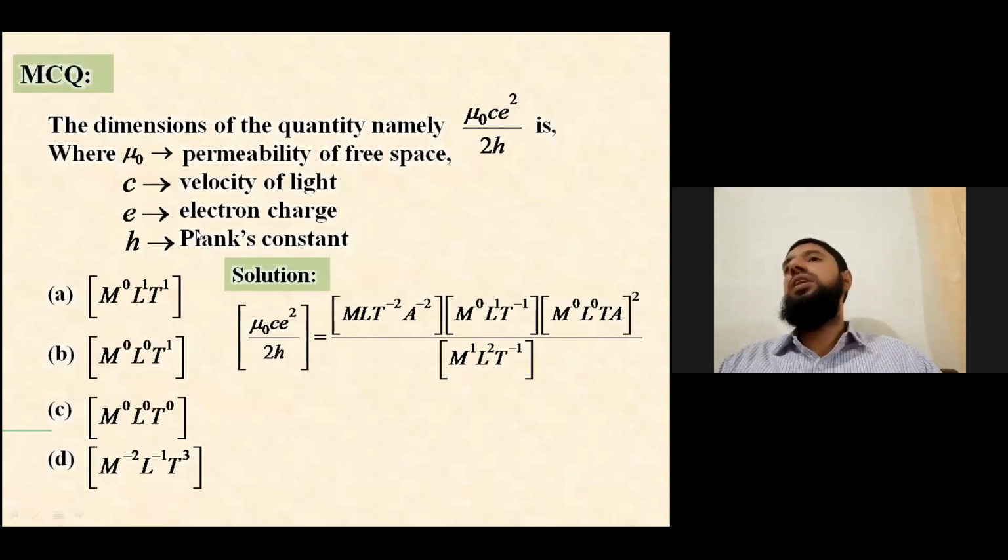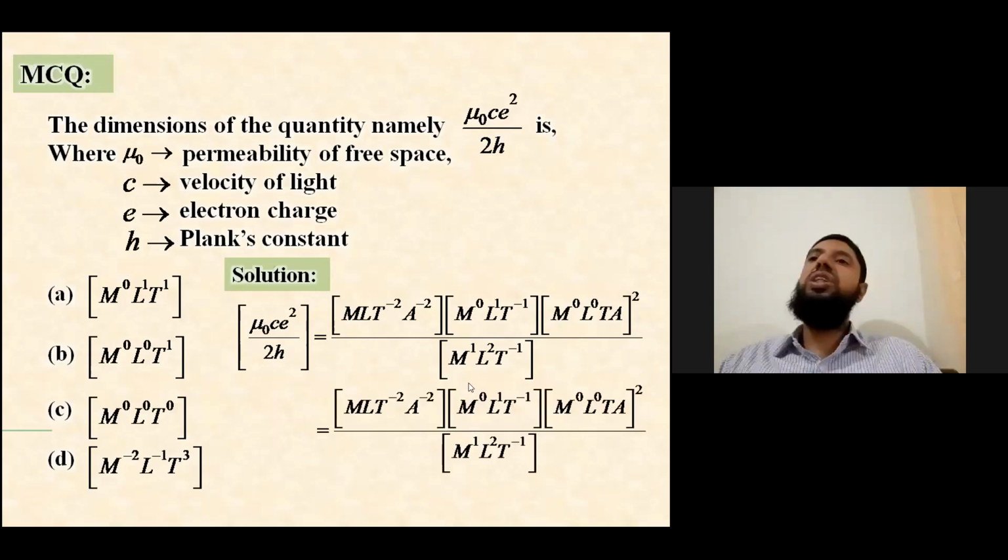Then the Planck constant has the dimensional formula M power 1, L square, T power minus 1. On simplifying these dimensions, we get the value M power 1. The M power 1 in the numerator and denominator cancel. For L, in the numerator we have L power 1, L power 1, so L square vanishes. Then we have T square and T power minus 1, T power minus 1, so every T vanishes. Then A square with A power minus 2 vanishes.